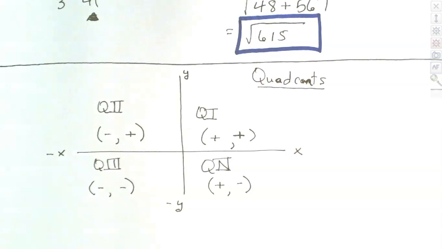What we're going to be looking at now is a point in one of these quadrants, and then we're going to change that point, and we're going to figure out where the new point is at.